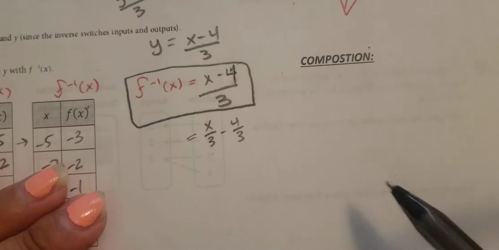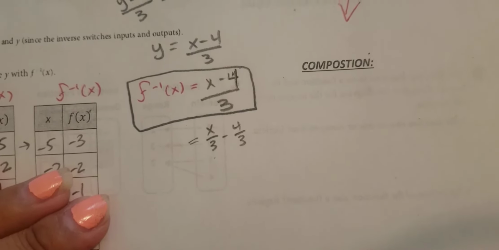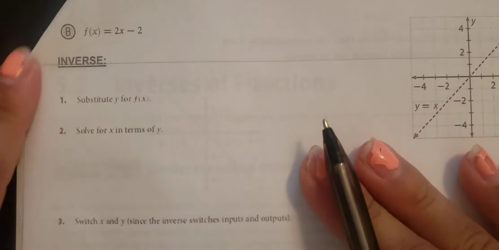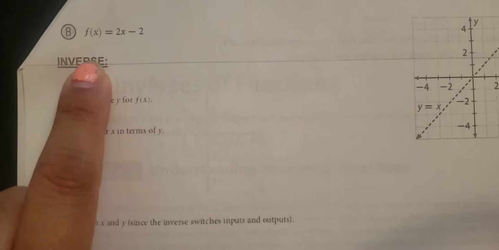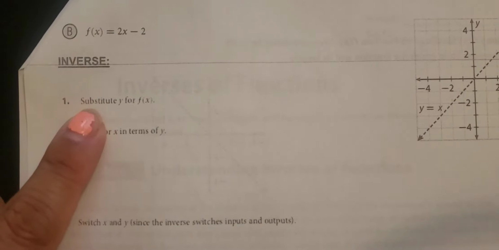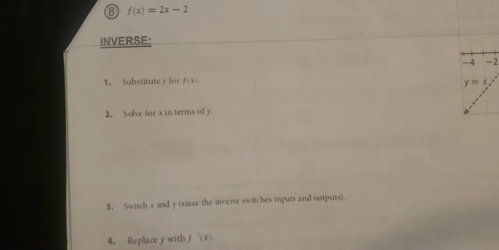All right, guys, we are going to move on to the next one. Ignore composition. We will do composition tomorrow, okay? All right, boys and girls, we're going to try the second one now. So we're going to try f of x equals 2x minus 2. And the first thing we're going to do is the inverse, okay?